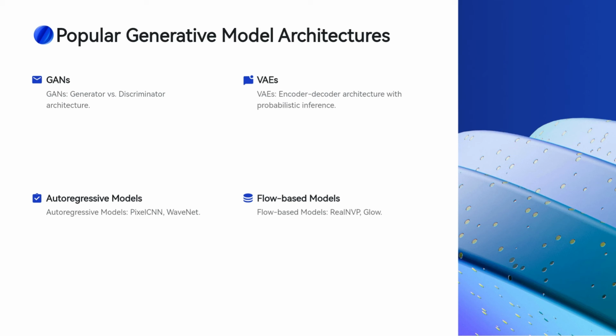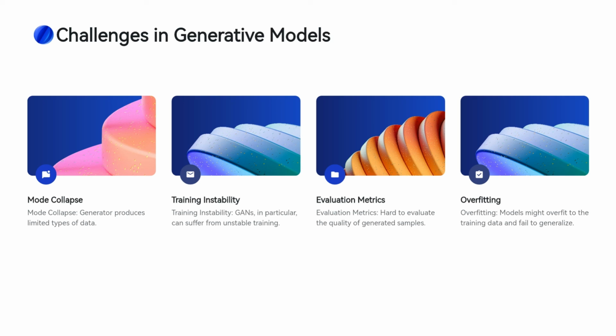Autoregressive models like PixelCNN and WaveNet predict the next pixel or waveform sample given previous ones, allowing for generation of high-quality images and audio. Flow-based models, such as Real NVP and GLOW, are based on invertible transformations, enabling both efficient training and generation. These architectures provide a wide range of tools to generate diverse types of data. In conclusion, generative models have revolutionized AI by enabling the creation of new data, driving applications in various fields such as healthcare, entertainment, and design.